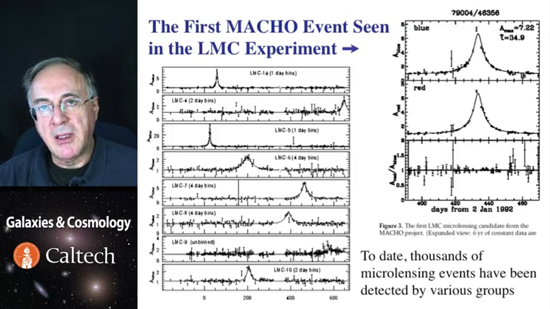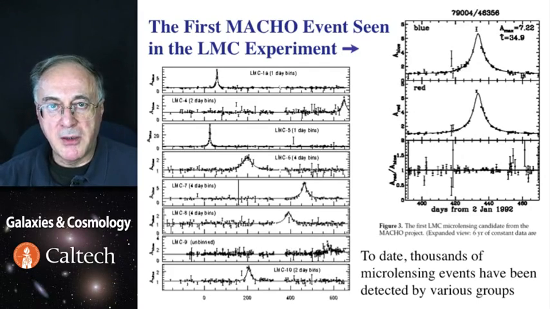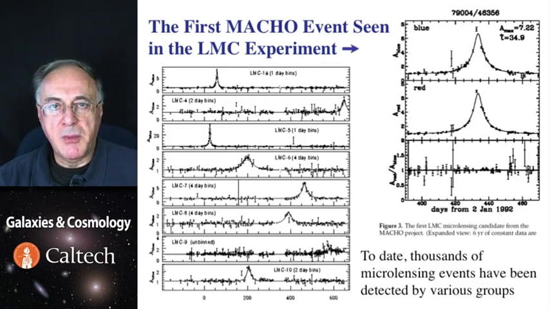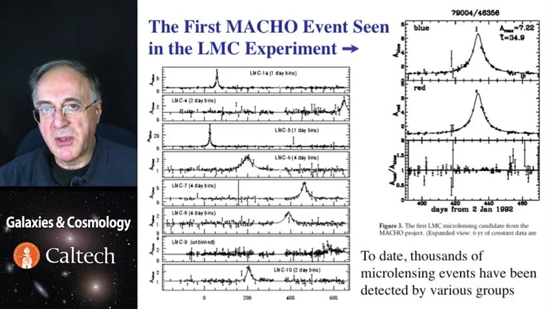Shown here on the right is the first MACHO event detected in microlensing, and the two panels show the light curve in two different filters. This was an important discriminator against variable stars, because variable stars will tend to vary differently in different filters, whereas gravitational lensing is unique in the sense that it will work exactly the same for all wavelengths. And on the left, we see many more different events. To date, there have been probably thousands and thousands of microlensing events discovered by different groups.